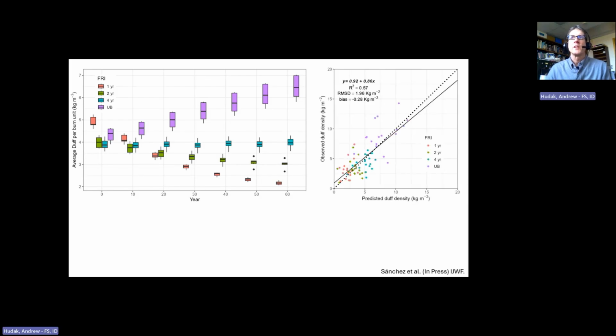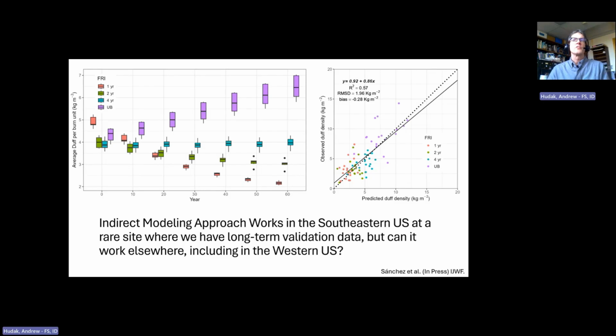Then we compared the simulated duff loads here on the x-axis to the measurements on the ground across these different experimental burn units. And we got a good relationship with minimal bias. So this works well in the southeastern US in a frequent fire system. Can we now transfer it to the western US? And so now this gets into the last portion of my talk.